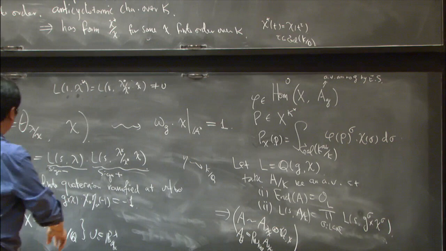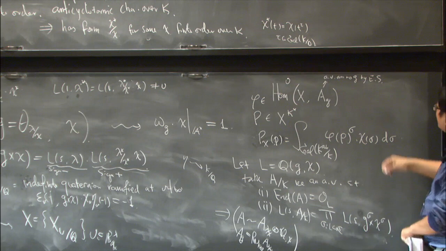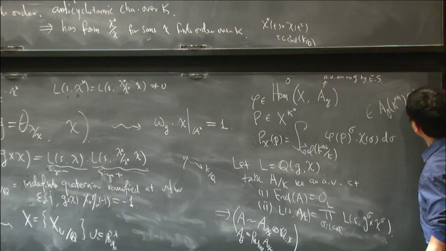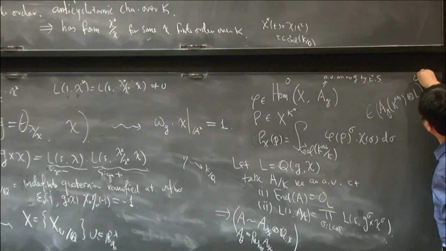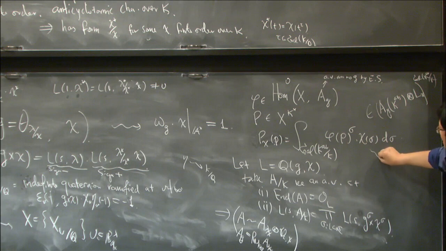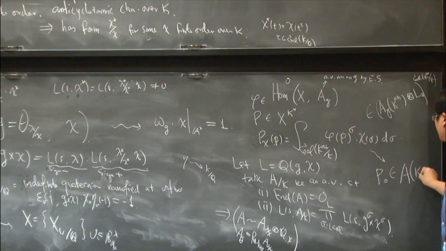Okay. Now, this point belongs to this AG, this K Abelian variety tensor with the coefficient field. So you view it as a Hecke Galois character, and invariant under this Galois group. So this point will give rise to a point P0 belonging to this AK. So this is what we call the relevant Heegner points on this Abelian variety.